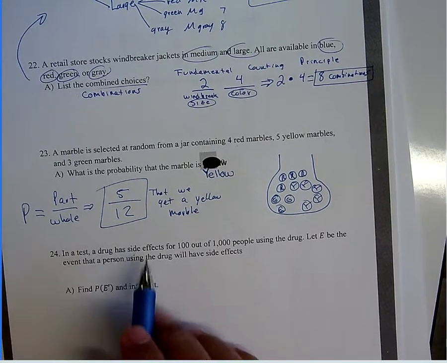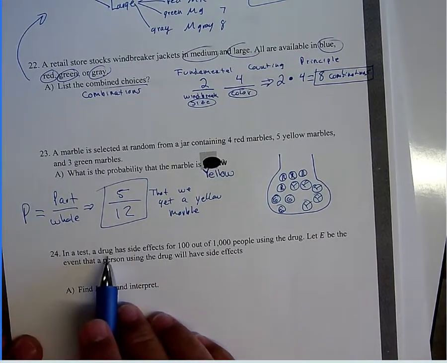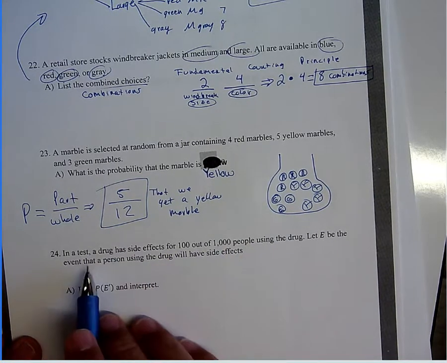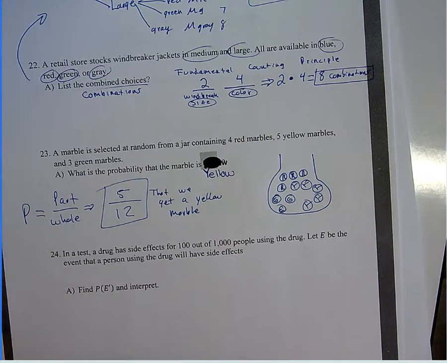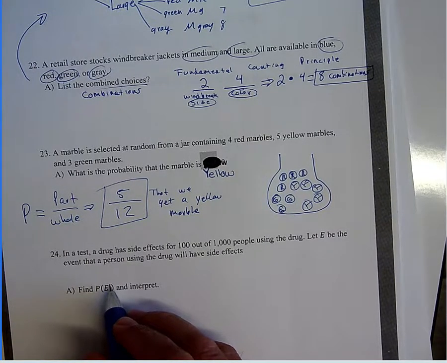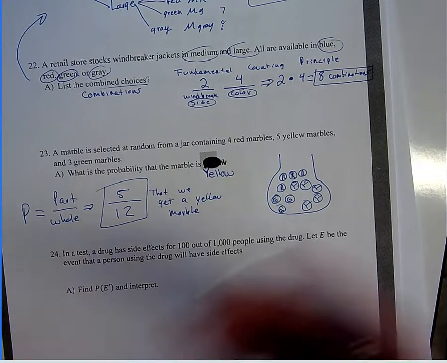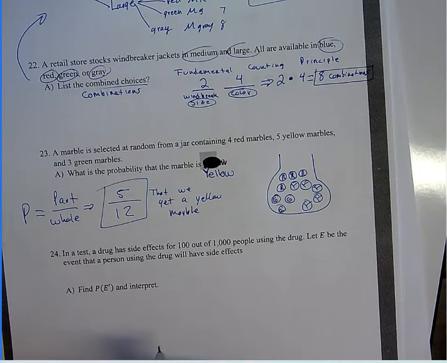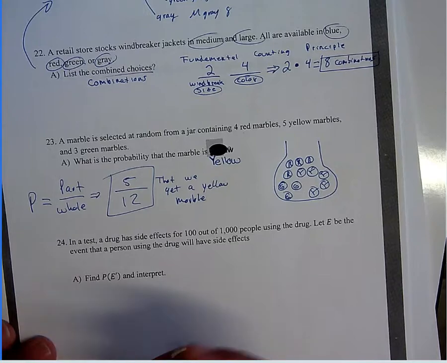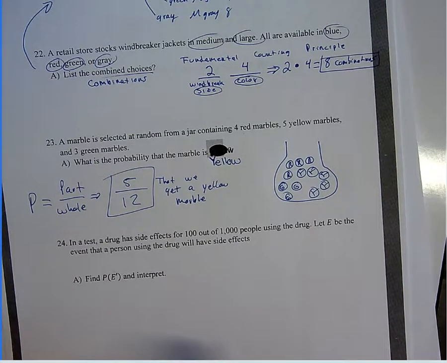Okay. So 24, in the test drug has side effects for 100 out of 1,000 people using the drug. Let E be the event that a person using the drug will have side effects. Okay. So again, we didn't cover the probability. We can get to it. This means the prime. So it's like finding the opposite of the probability of what is it? Side effects. Not having side effects. So maybe P of E would be not having side effects.